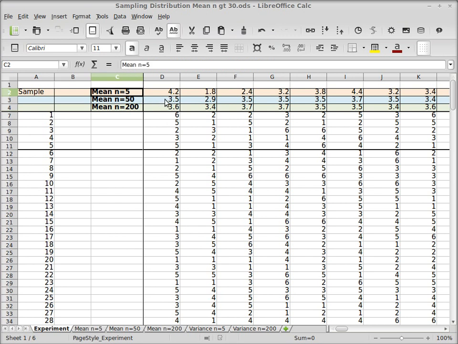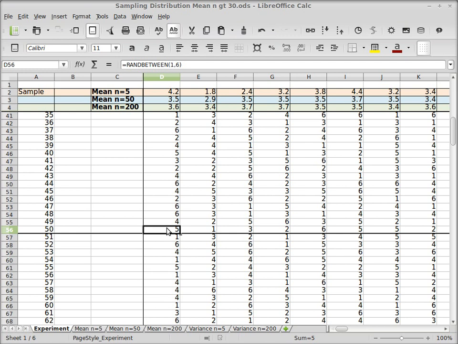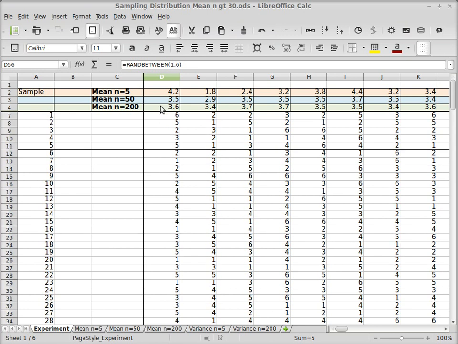But then I come down here and I say, all right, take those 5 and then calculate the mean of those 5 plus all the way down to the 50 rolls. So as if we rolled the die 50 times and then calculated the mean. And then I do the same thing all the way down to 200. So we've got a mean for a sample size 5, for a sample size 50, and a sample size 200. And I just want to see what happens with the distribution of those means as the sample size grows.